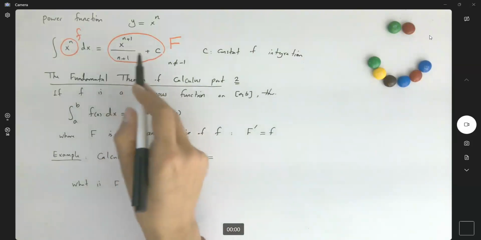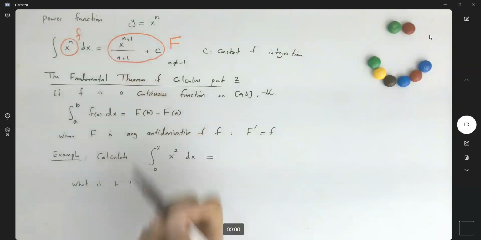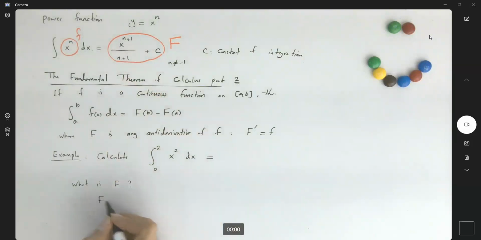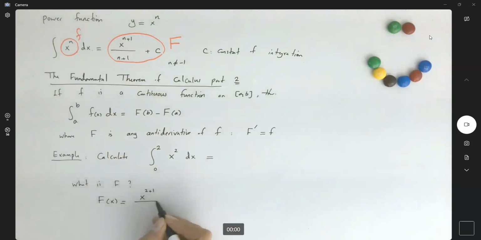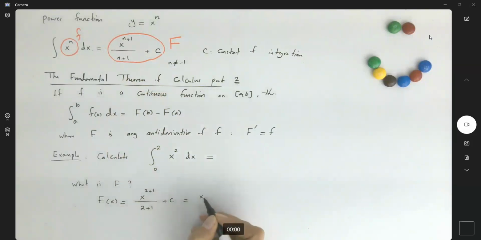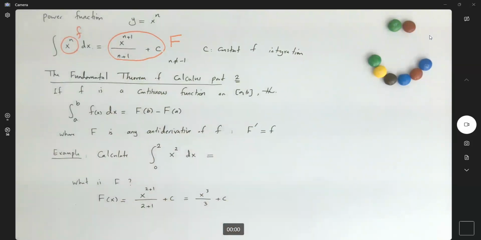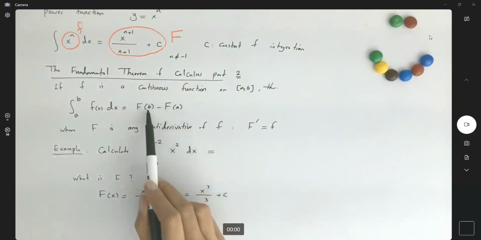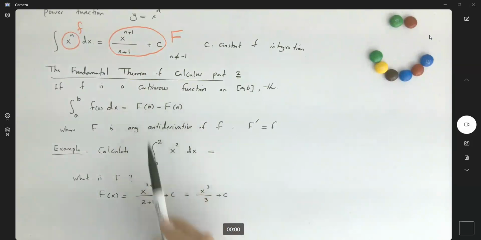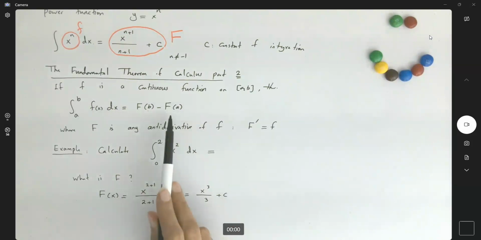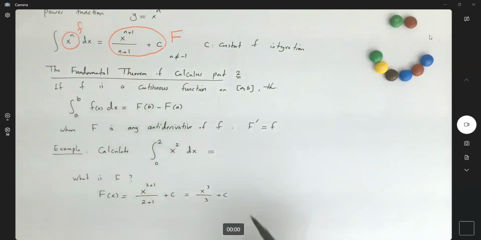Well, the F is defined here for us. Just note that n is equal to 2, right? F of x is equal to x to power 2 plus 1 divided by 2 plus 1 plus constant of integration, or x cubed divided by 3 plus c. But the fundamental theorem of calculus part 2 says, well, now just substitute the upper limit b into the function, substitute the lower limit into the function, and then do the subtraction.